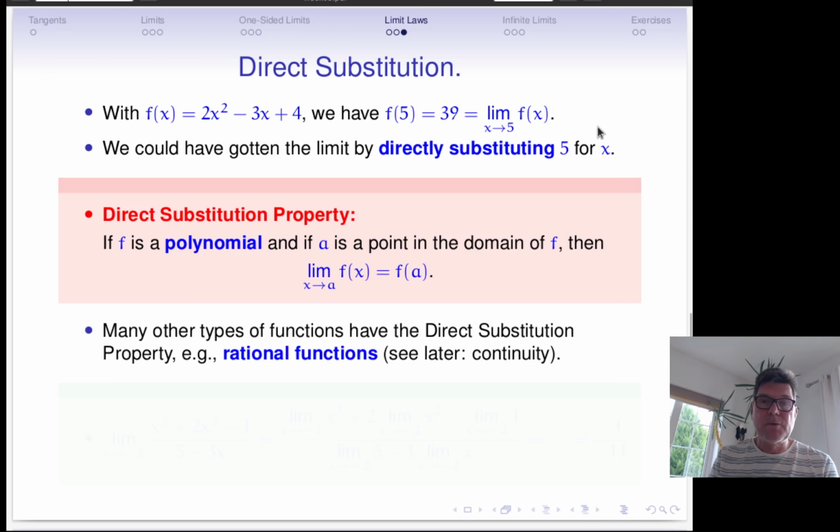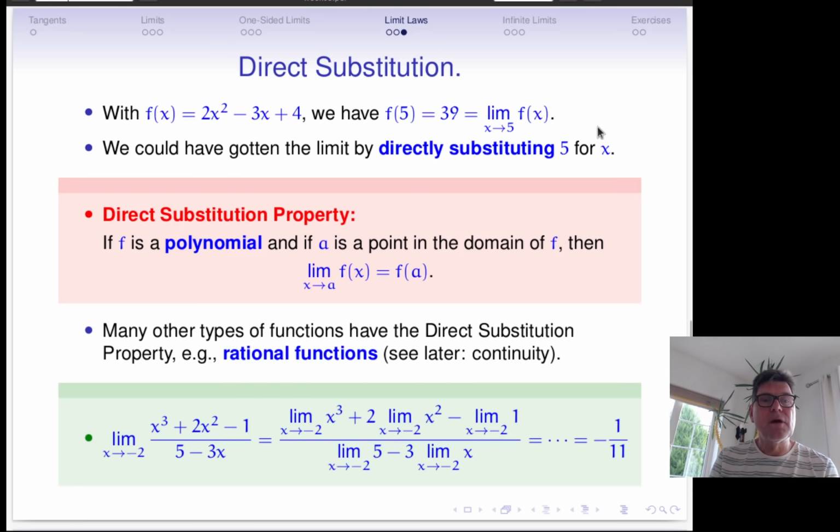There are, as we will see, many other types of functions that have this direct substitution property, for example, rational functions. And next week we'll call this phenomenon continuity, which is an important concept in calculus.